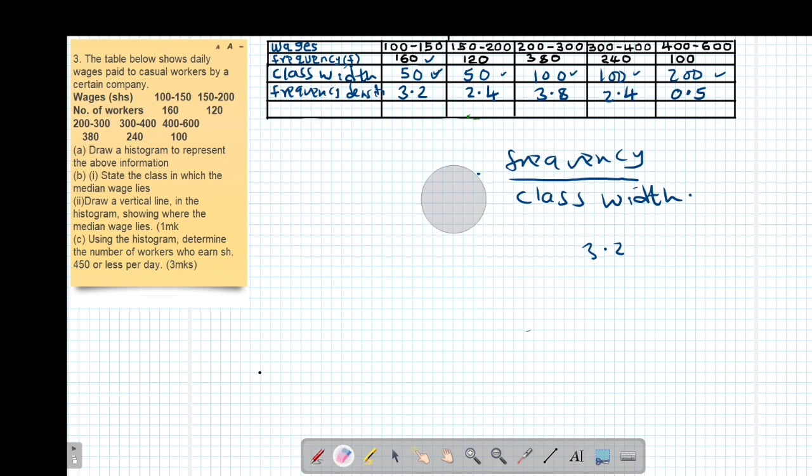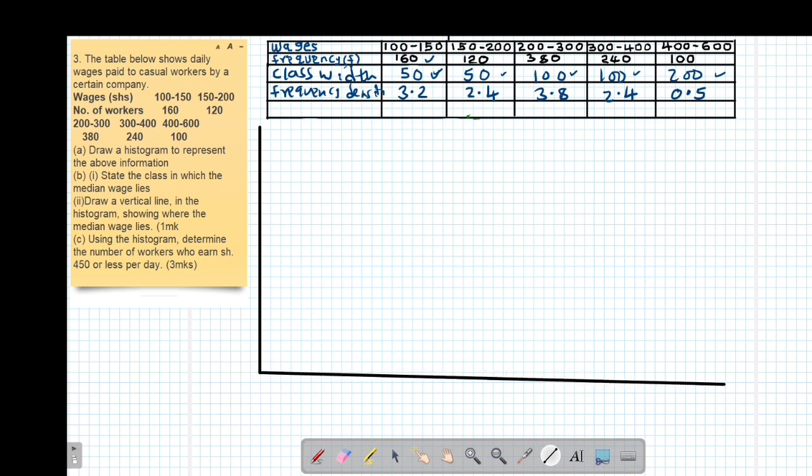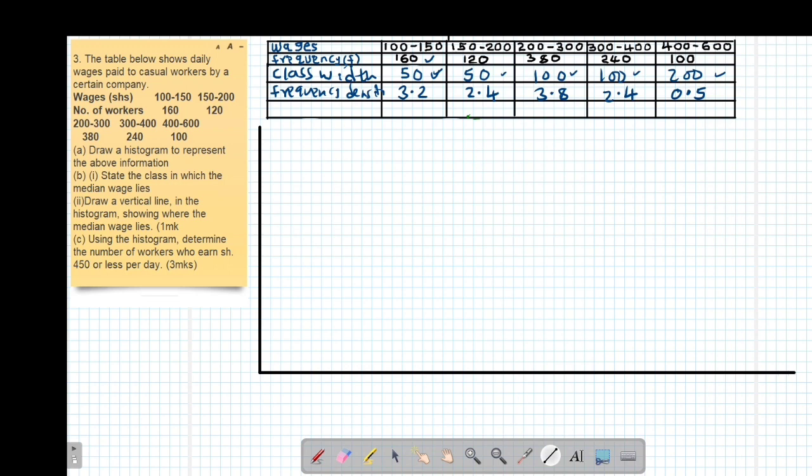Now, once we have the values of the frequency densities and also the upper class limits, we can actually draw what we call our histogram. Therefore, to draw our histogram, we need two axes: the vertical axis and also the horizontal axis. I can put my vertical axis through this point, then I'll let my horizontal axis move through this particular point here. Then, of course, I'm going to make them continuous, on this side and also on this other side.